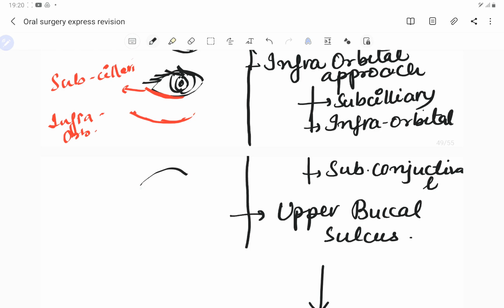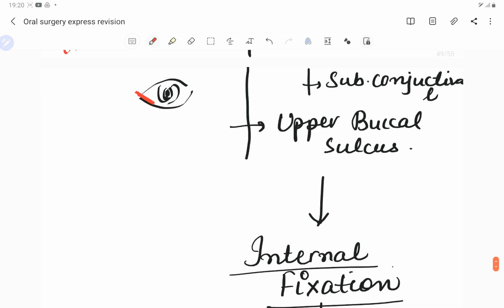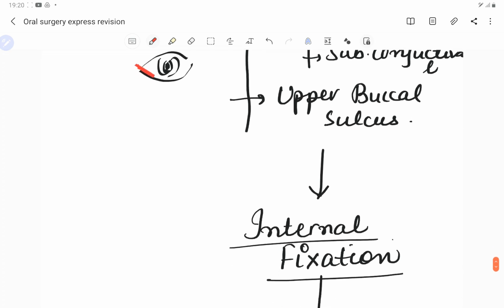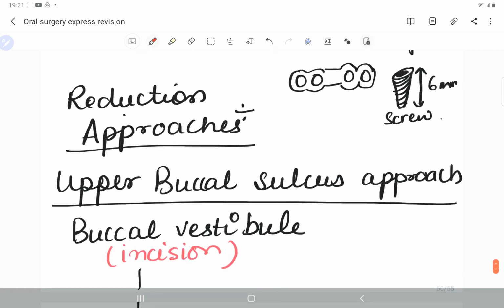All these approaches we have studied in detail in the Le Fort fracture. In the subconjunctival approach, we go through the conjunctiva of the eye. And then we can also go for the upper buccal sulcus approach, in the buccal vestibule. Then we do the internal fixation, we put the plates and then suture things back.